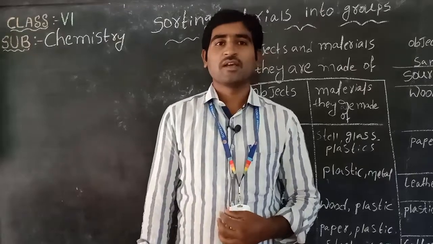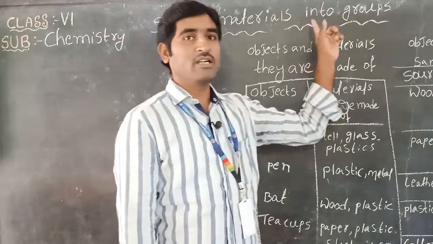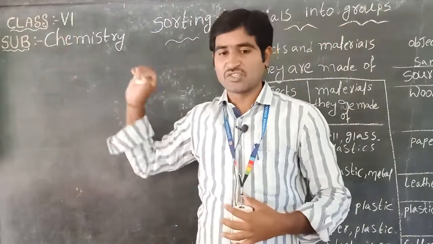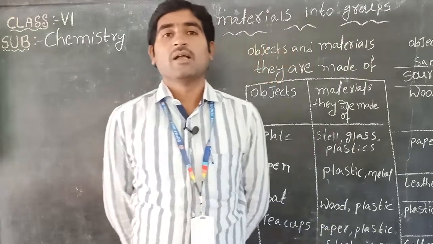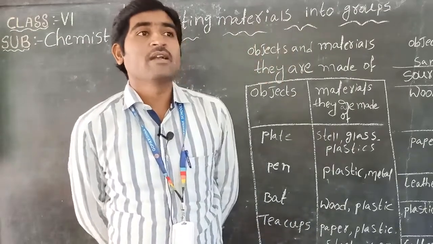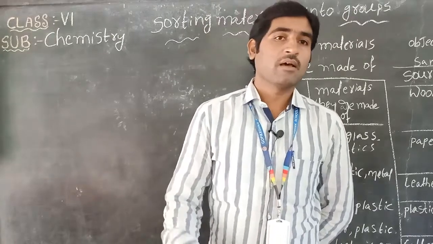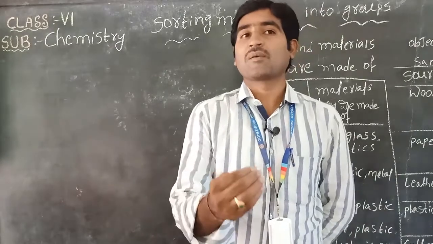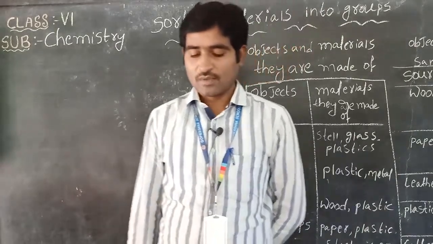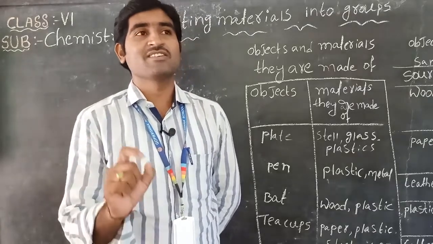Good morning children. Today we are here to discuss the lesson sorting materials into groups from 6th class chemistry. In this lesson, we are going to learn about identifying different kinds of objects based upon their shape, color, and the sources used for making such objects. So in that process, we are going to discuss generally.